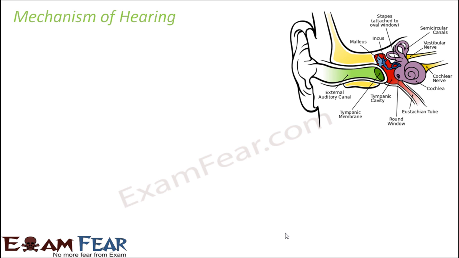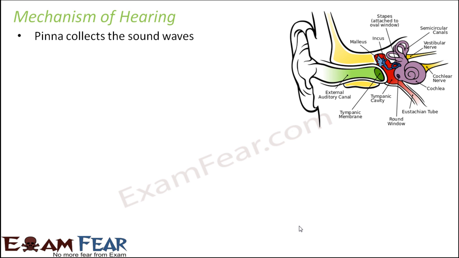Now that we have a better understanding of the various parts of the ear, we can try to understand the mechanism of hearing. Let us now try to understand the mechanism of hearing. Now we know the different parts of the ear well, so it will be easier for us to understand how we hear. Again we will understand this step by step, like how we did it for the mechanism of vision.